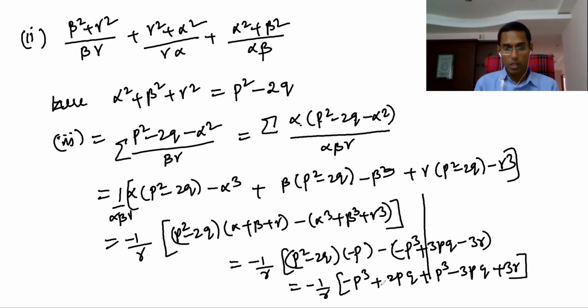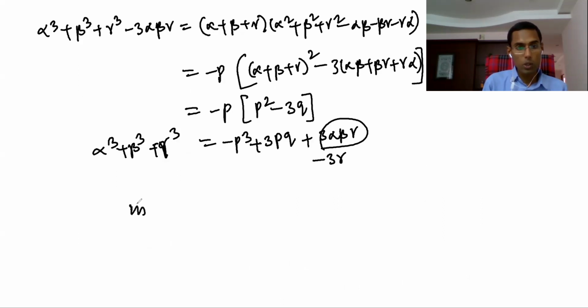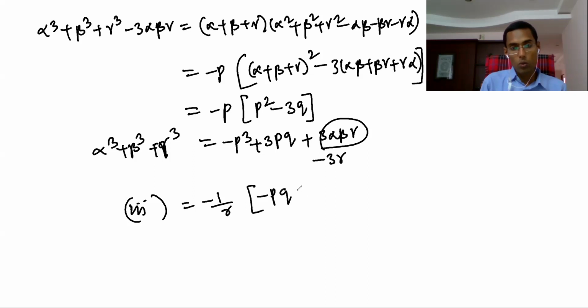Hope you understand this one. If you do this one, pq is going to be cancelled. This is minus pq. See, minus 2pq minus 3pq is minus pq plus 3r. So third one is going to be minus 1 by r outside, minus pq plus 3r. So if you take inside, pq by r minus 3 times r by r was 1. This is what is your answer.